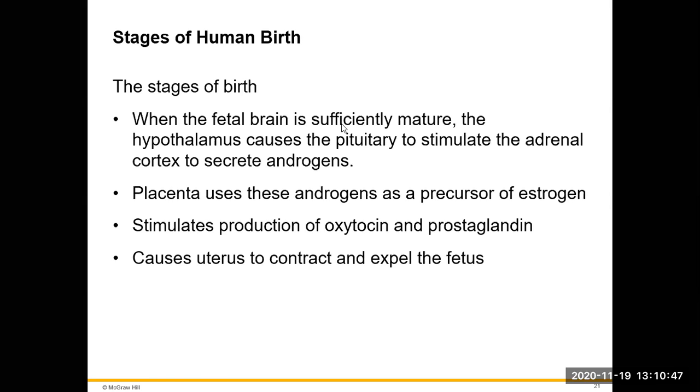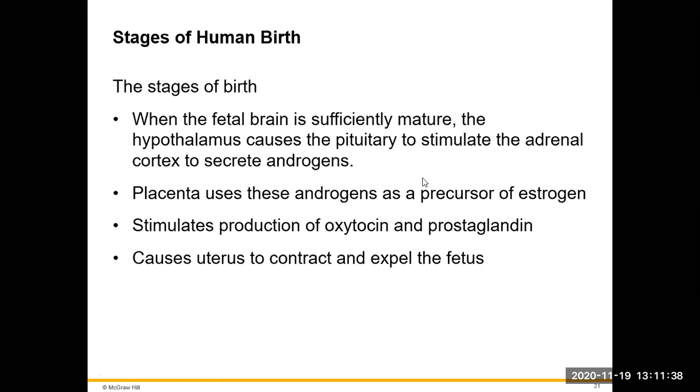And then the stages of birth. When the fetal brain is sufficiently mature, then the hypothalamus causes the pituitary to stimulate the adrenal cortex. And then this adrenal cortex helps us to secrete androgens. And the placenta uses these androgens to make estrogen. And the production of estrogen is good for the production of oxytocin and prostaglandin. And as you know, oxytocin is really important for uterine contraction and the final expulsion of the fetus.